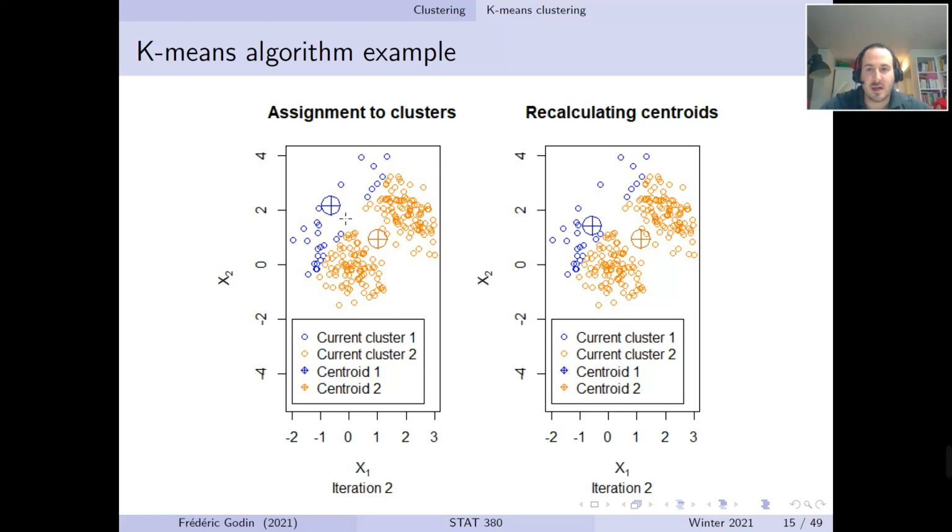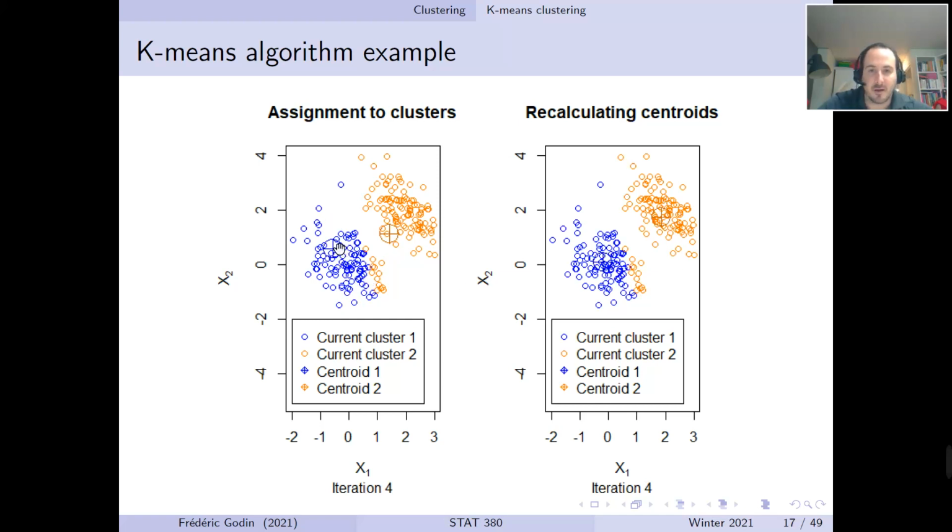Once you do this, on the next step you recompute the centroids. You recompute the sample average of all the blue points, which is here, and of all the orange points, which is here. And then again you reassign points. Let's say these points here are now closer to this centroid than this one, so you reassign them to the blue cluster. If you do that, you obtain this new assignment of points. Then based on these, you recompute centroids again. If you average all the blue points, the centroid is now there. If you average all the orange points, it's now there. And you can continue like this.